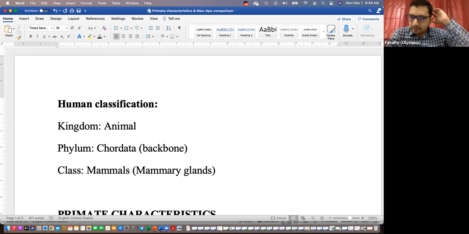So very simply, I just want you to have a brief idea. This is not being asked in the exam. It's just a picture about how humans are classified and how we connect to primates.